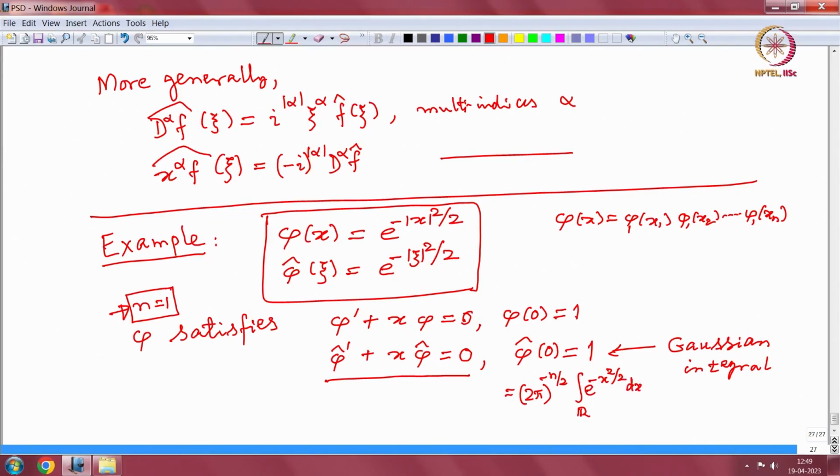That is a very important integral. That is 1. So, phi and phi cap both satisfy the same equation with the same initial condition. So, uniqueness of solutions of the ODE implies phi cap equals phi. And as I said, the general case of n follows from this observation.